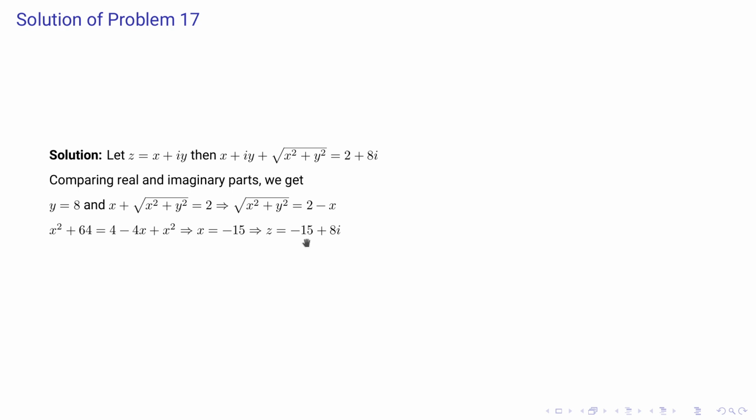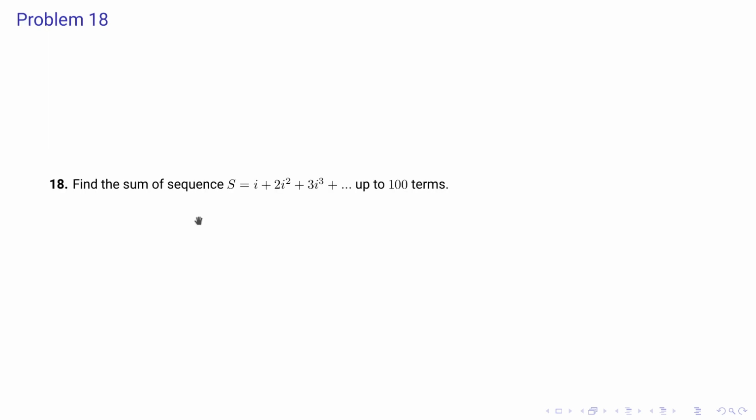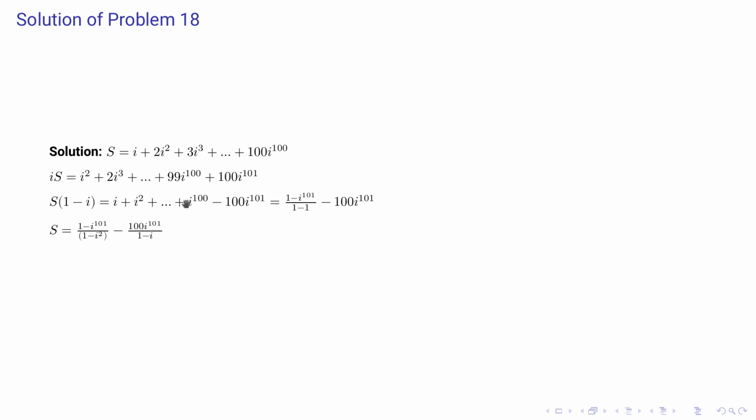So x is equal to minus 15 and z is equal to minus 15 plus 8i. Problem 18 says: find the sum of the sequence i plus 2i square plus 3i cube plus up to 100 terms. So this is an arithmetico-geometric progression.